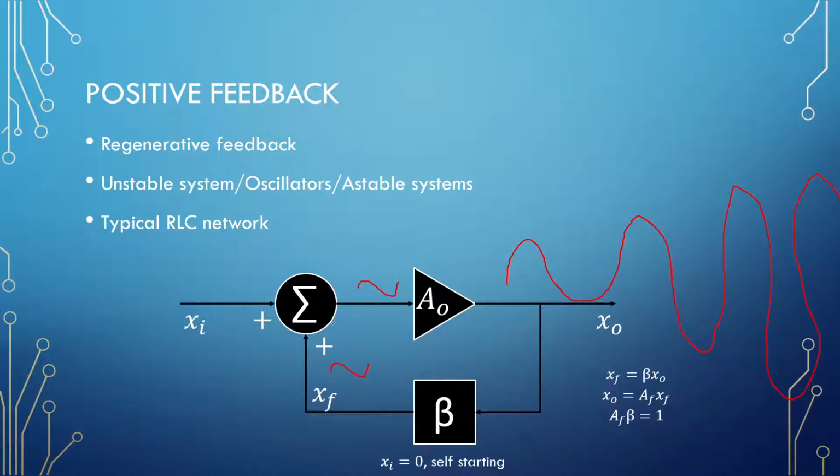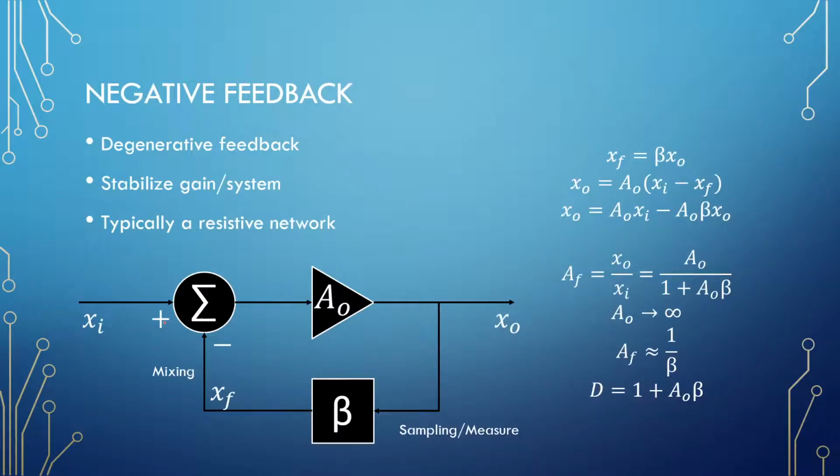Okay, so positive feedback typically gives us unstable systems. So that's why it's used for oscillators and astable systems. And the feedback network is typically some RLC kind of network, and there is in general no input on a system like that. So this is more for oscillators and such. So we are more interested in negative feedback for this chapter.